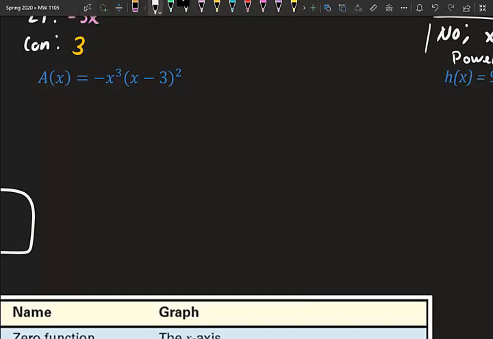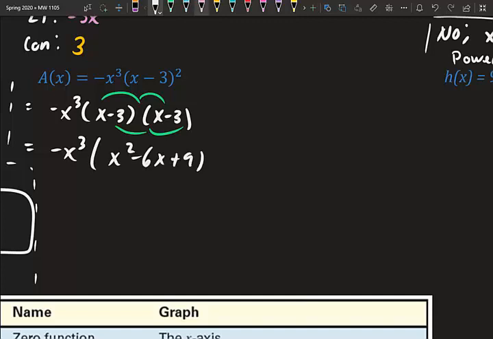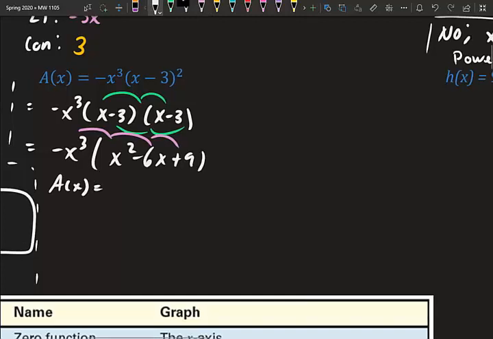So first off, we need to get this into standard form. So we need to FOIL everything. So we have negative x cubed, and then x minus 3, x minus 3. Let's go ahead and FOIL. And when we do, we get negative x cubed times x squared minus 6x plus 9. We're going to distribute. So we get a of x equals negative x to the fifth plus 6x to the fourth minus 9x cubed. So yes, it is a polynomial, and now we have it in standard form.